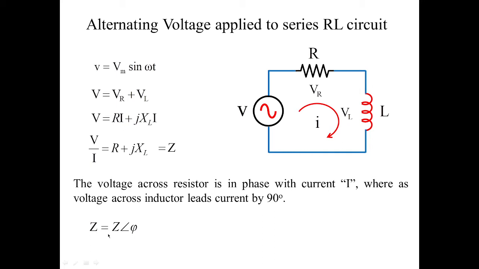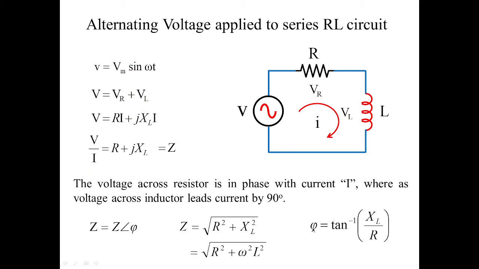In polar form, Z is equal to Z at an angle phi. We have to determine what is the magnitude of Z and what is phi. Z is equal to under root of R square plus XL square, where you can rewrite this XL as omega L. So XL square becomes omega square L square. So this becomes the magnitude of the impedance. And to find out the angle, phi is equal to tan inverse of the imaginary component by real component, that is XL by R. So this is how we estimate the impedance of series RL circuit.